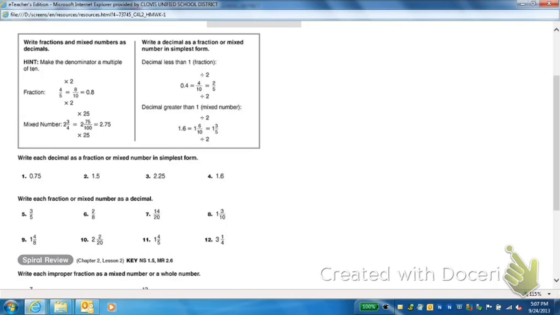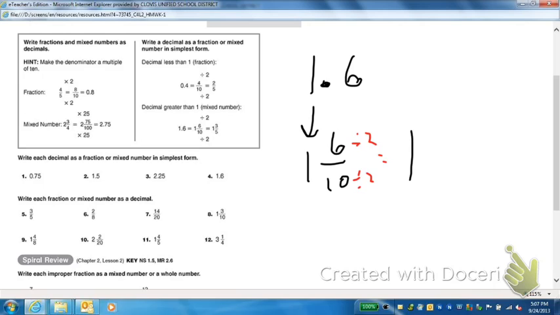Number 4, 1.6, or 1 and 6/10. So your 1 stays the same. Your 6 is going to be over 10. Then you have to reduce it. So your 1 stays the same. 6 divided by 2 is 3, and 10 divided by 2 is 5. So your answer for number 4 would be 1 and 3/5.